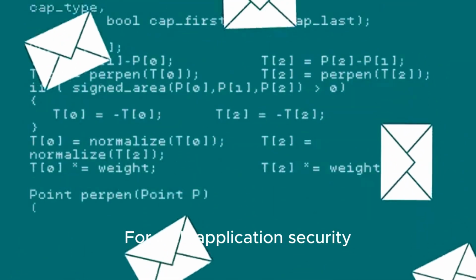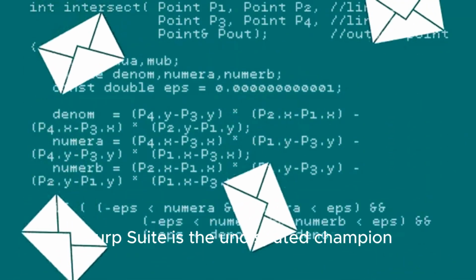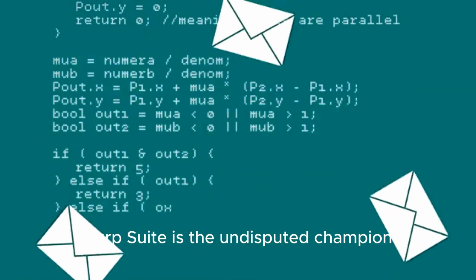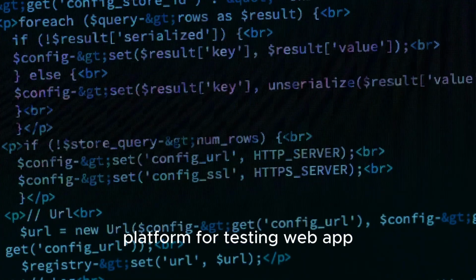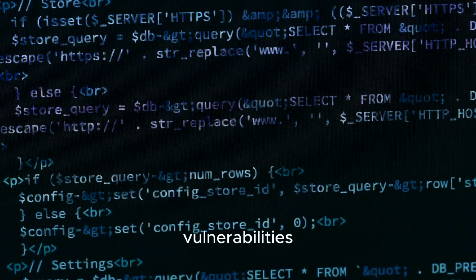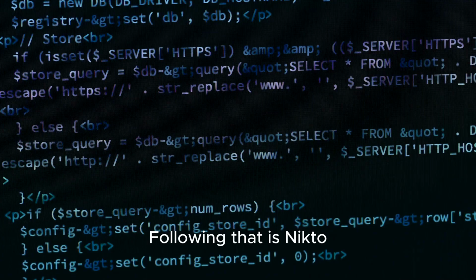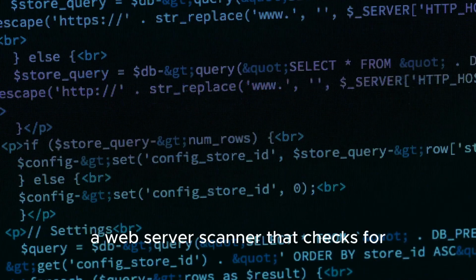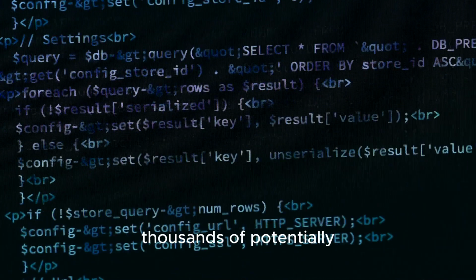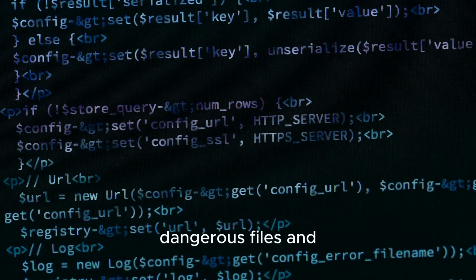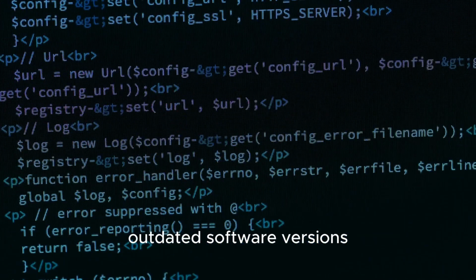For web application security, Burp Suite is the undisputed champion. It's an all-in-one platform for testing web app vulnerabilities. Following that is Nikto, a web server scanner that checks for thousands of potentially dangerous files and outdated software versions.